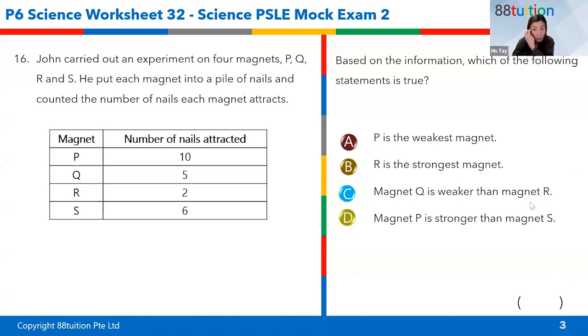Okay. Yep. So the answer is D. The rest of you here who have done it, yes, all of you got it correct. All right. And then R is not the strongest magnet, it should be P. So for this one, A and B, the order is wrong.